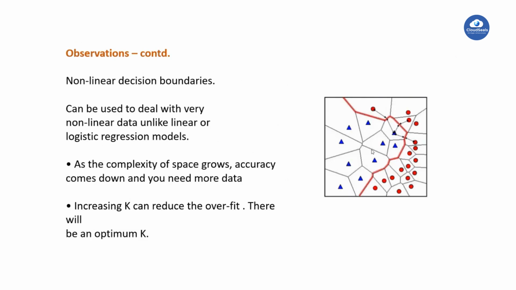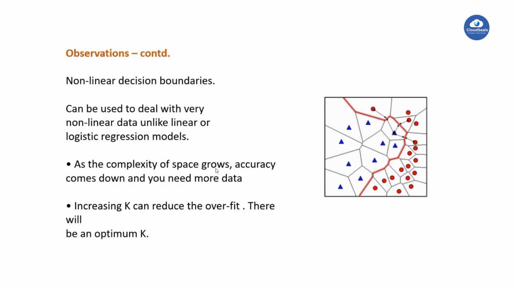Then, what will it do? Non-linear decision boundaries. Actually, we can't split this with a linear model like this. If we want to split it, the points are very near, so there is a lot of non-linearity present in the data. KNN can be used to deal with very non-linear data, unlike linear or logistic regression models. We have one problem with non-linear data, so we can't apply linear or logistic regression. At that time, the complexity of space grows, accuracy comes down, and you need more data.